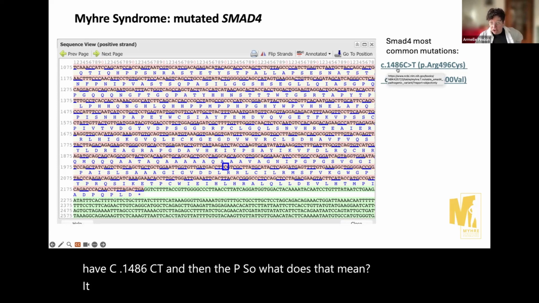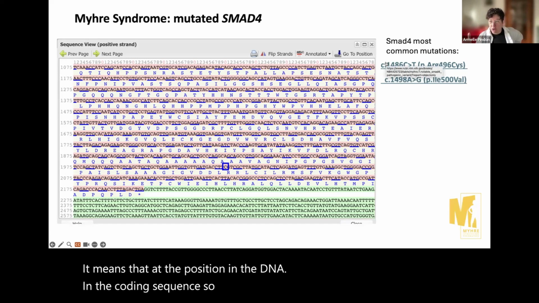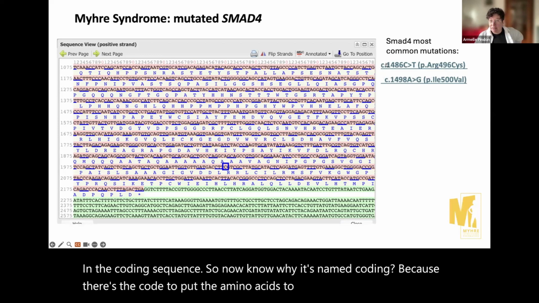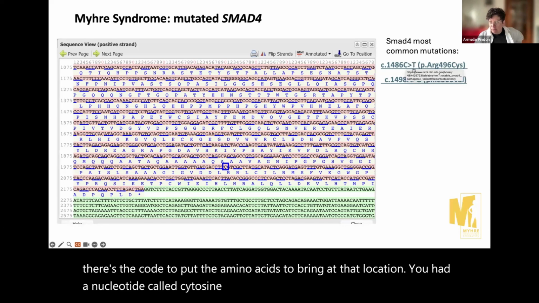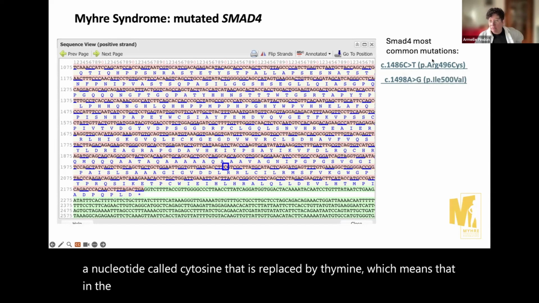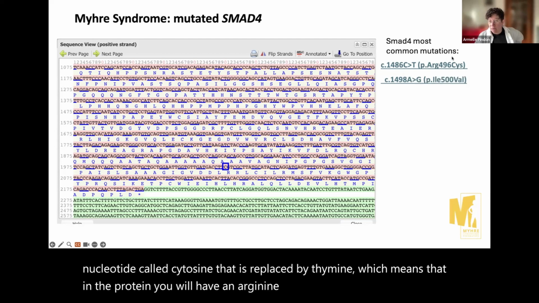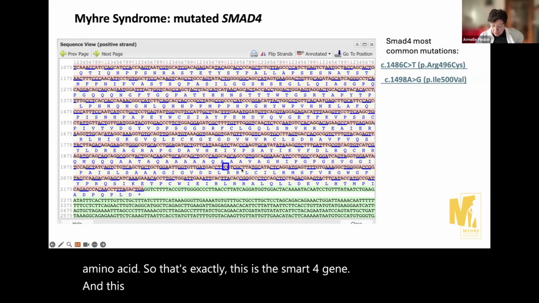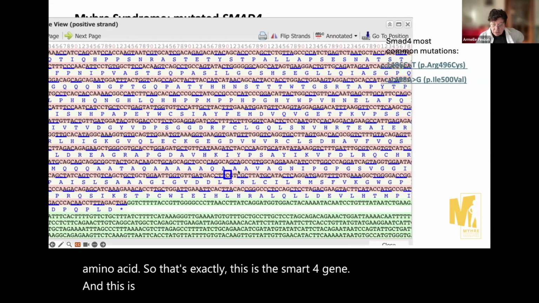It means that at the position in the DNA, in the coding sequence, so now you know why it's named coding, because there's the code to put the amino acids to bring the protein. At that location, you had a nucleotide called cytosine that is replaced by thymine, which means that in the protein, you will have an arginine amino acid replaced by a cysteine amino acid. So this is the SMAD4 gene, and this is exactly where you have this mutation.